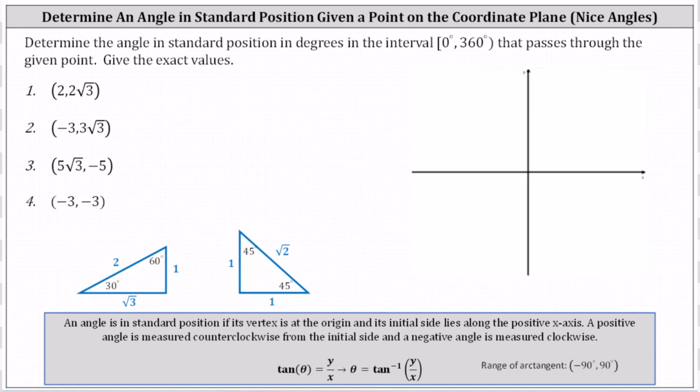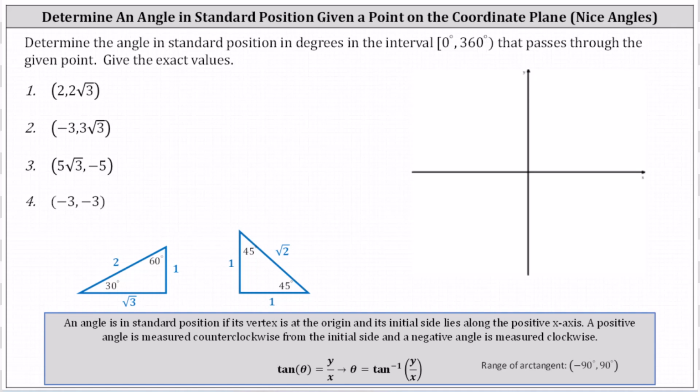Determine the angle in standard position in degrees in the given interval that passes through the given point. Give the exact values. We'll determine the angles using reference triangles as well as using the calculator. The first point is (2, 2√3).